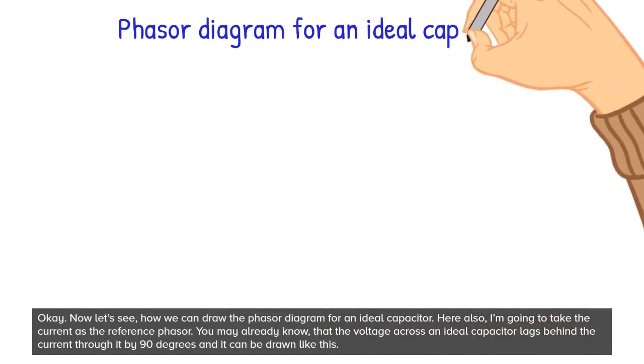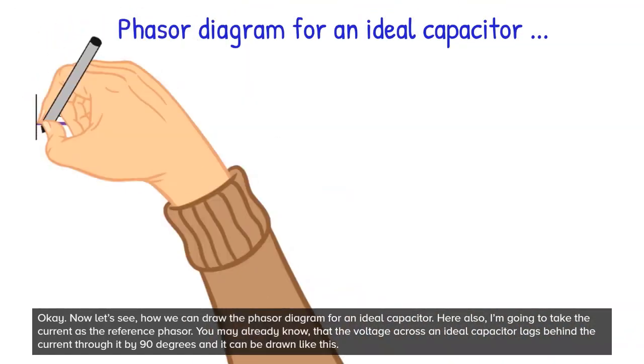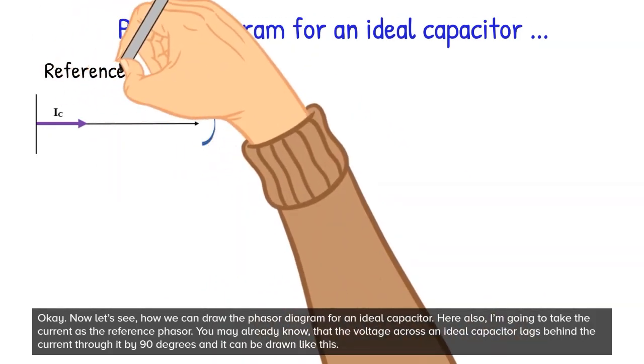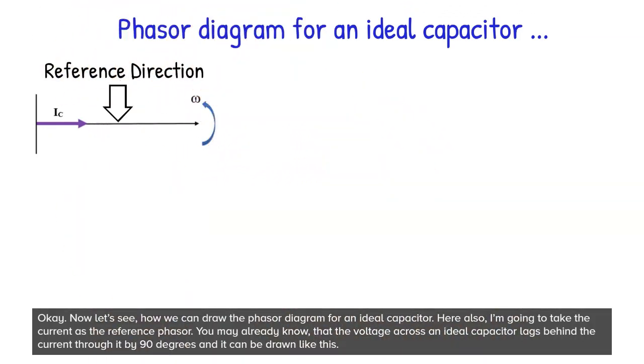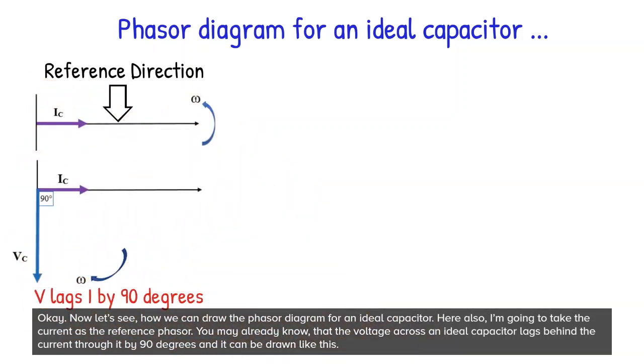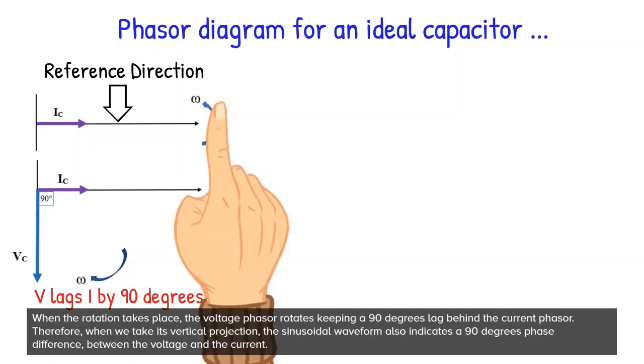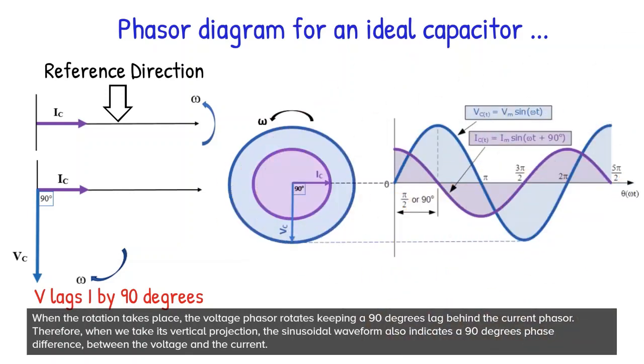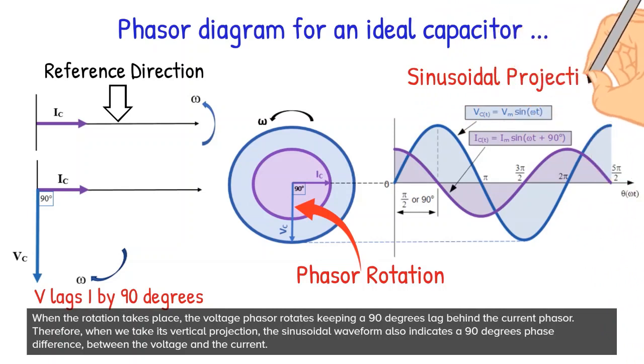Okay. Now let's see how we can draw the phasor diagram for an ideal capacitor. Here also, I'm going to take the current as the reference phasor. You may already know that the voltage across an ideal capacitor lags behind the current through it by 90 degrees, and it can be drawn like this. When the rotation takes place, the voltage phasor rotates keeping a 90 degrees lag behind the current phasor. Therefore, when we take its vertical projection, the sinusoidal waveform also indicates a 90 degrees phase difference between the voltage and the current.